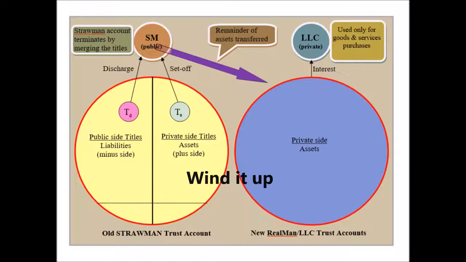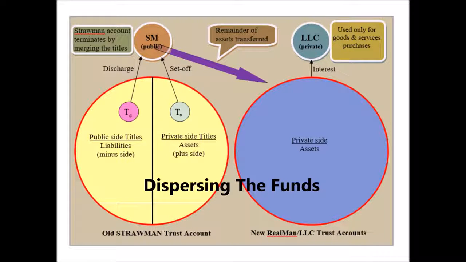And what happens when the trust is terminated? The trustee must wind it up. He winds up the trust and he terminates the trust. In other words, he has to disperse the funds, the real money, still being held in private, minus, say, 1 penny.